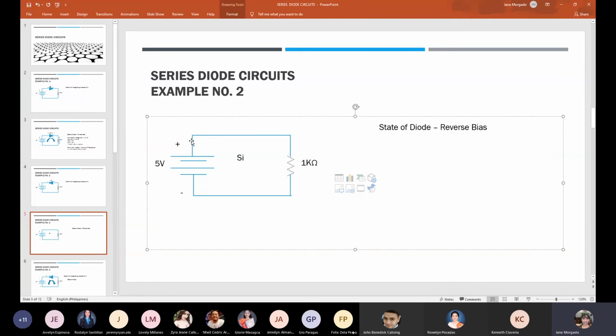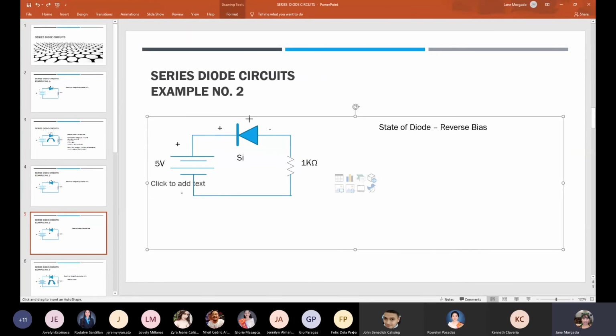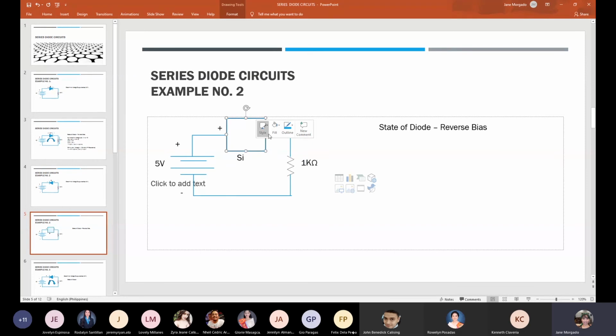Ayaw mo mabura. Pag open circuit, wait, sorry. Ayaw niya magpabura. Takpan na lang natin. Okay, so if it is an open circuit, that's the equivalent na diode if it is a reverse bias. So it is equivalent to, ano bang tawag natin siya? Open circuit.